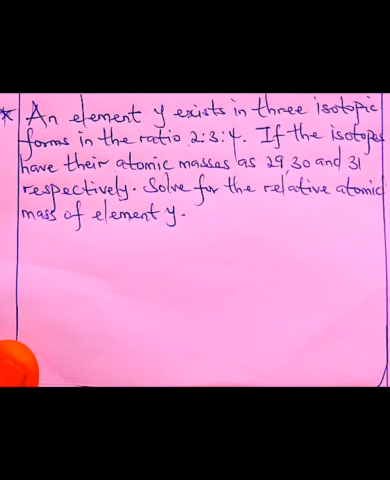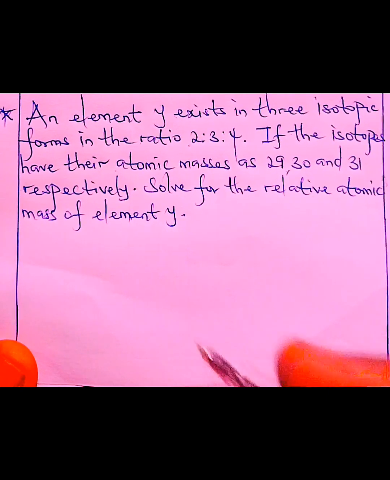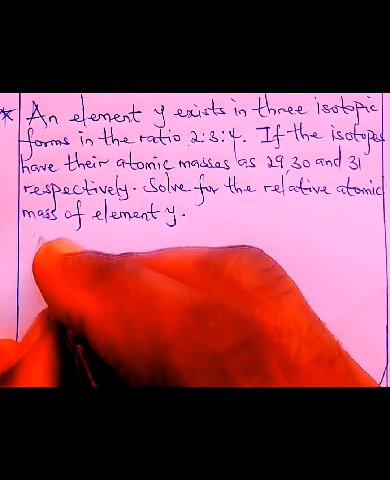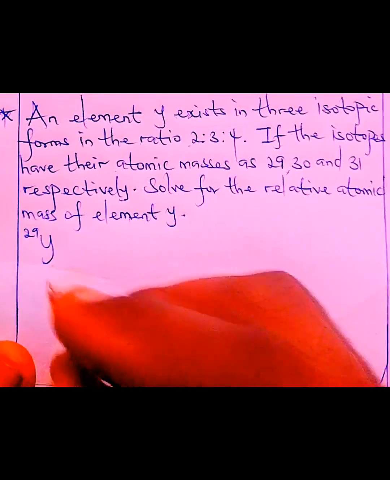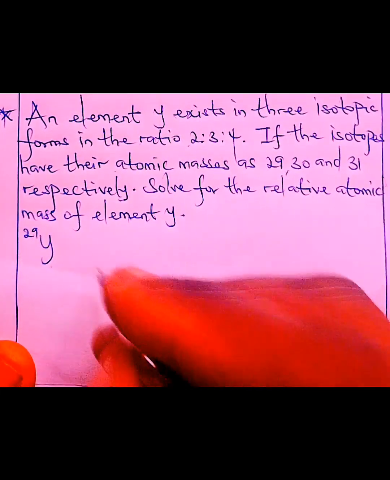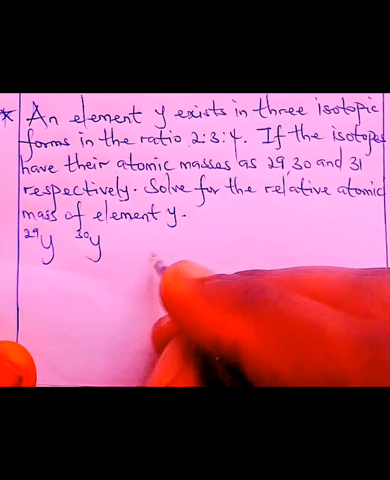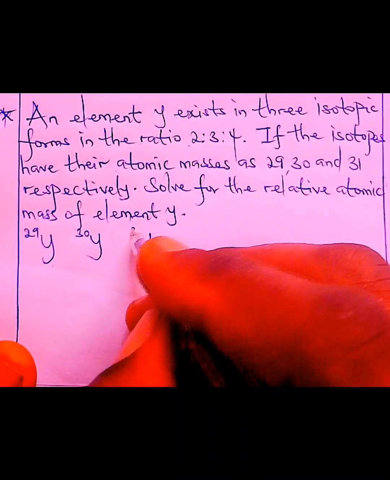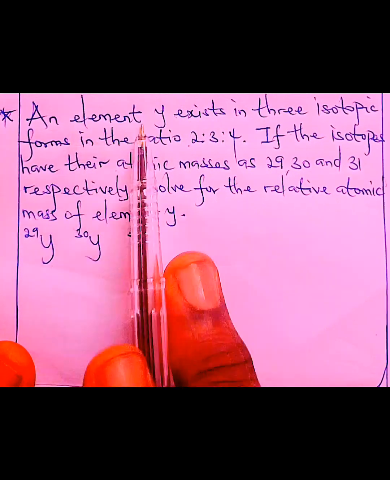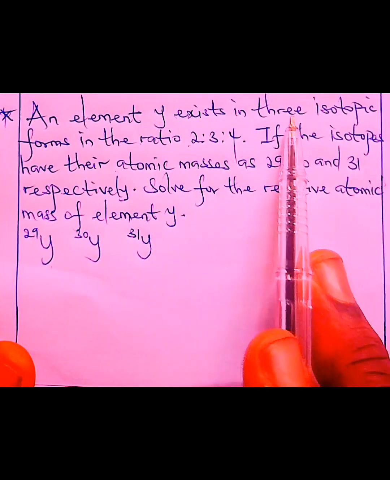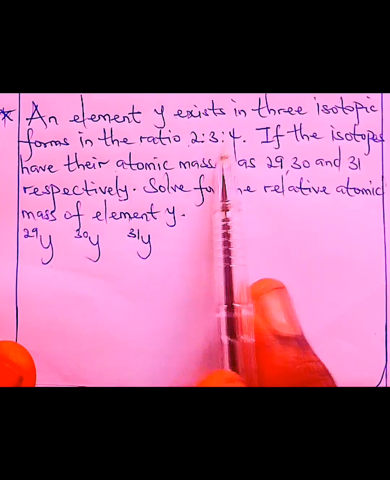So what we're going to do first is state out the different samples. The first sample has 29 atomic mass units. Next we have 30, and the next we have 31. So we have all this already. And now look at the first line of the statement: an element Y exists in 3 isotopic forms in the ratio 2, 3 to 4.